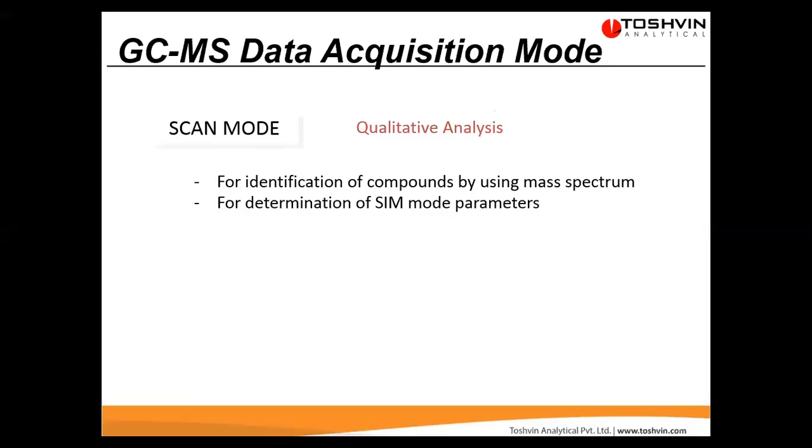Okay, so are you able to see my screen, everyone? Yes, we can see. Okay. So as I told you, scan mode is used for identification of compounds. Scan mode will give us information like what compounds are present in my sample or how many are there. The other thing is determination of SIM mode parameters. This statement I'll explain once I explain SIM mode.